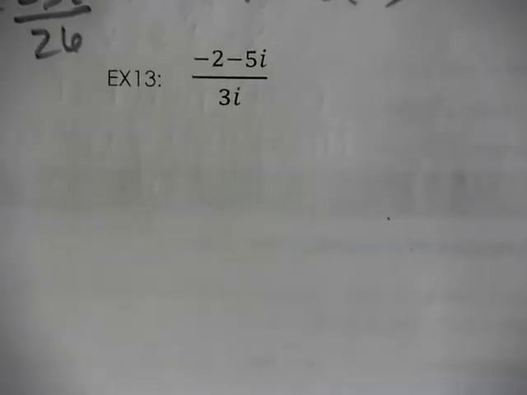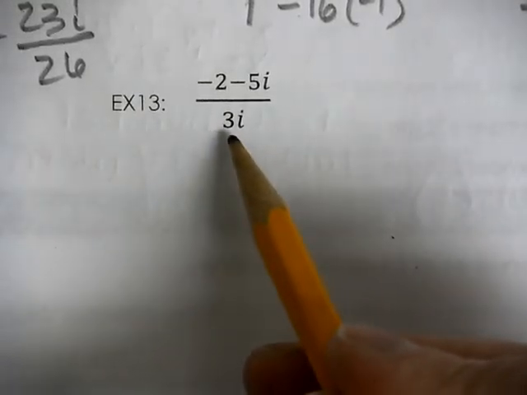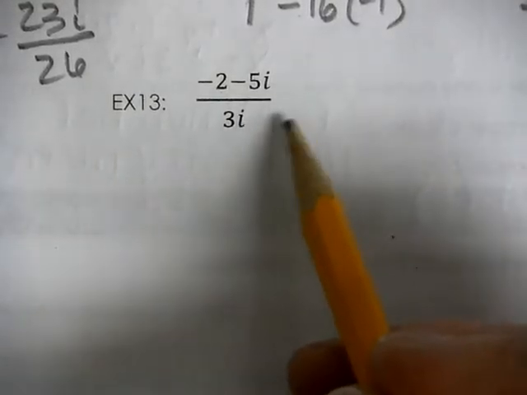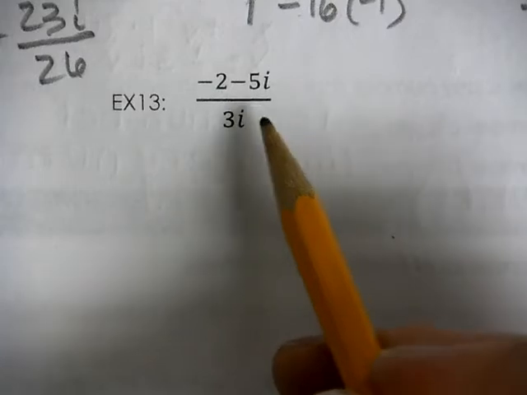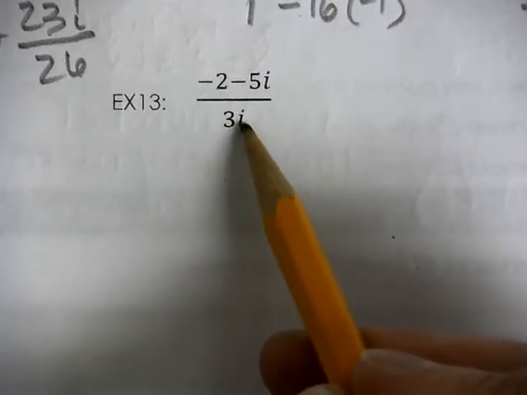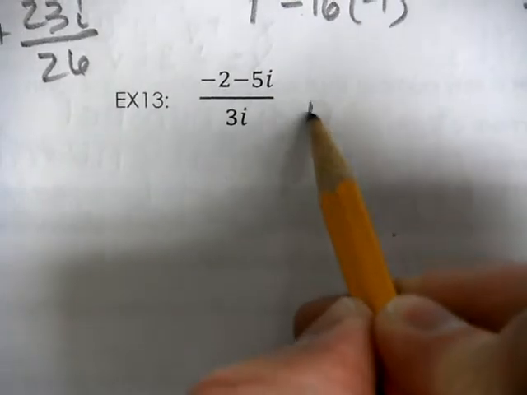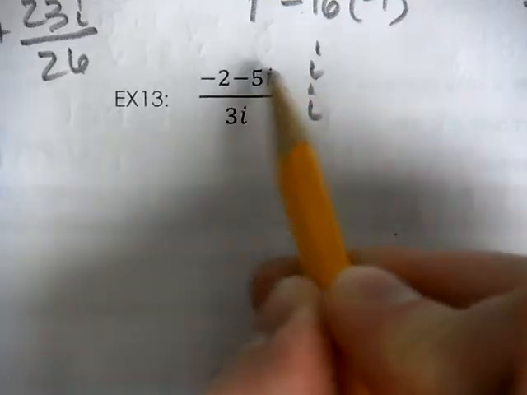Last one's a little bit different. Last one has just an i. It's a monomial in the denominator. So a lot of people think you've got to change the sign or something, but that's only if you're doing the conjugate. So really, the only part that we need to change here is the i. We don't mind the 3. So we're going to multiply i to the top and i to the bottom.